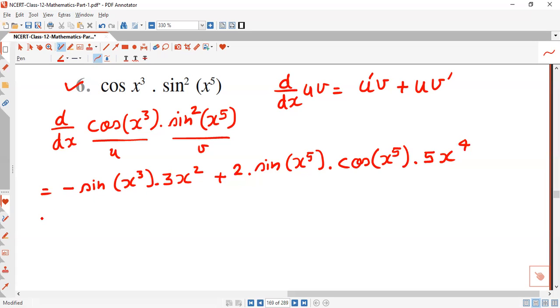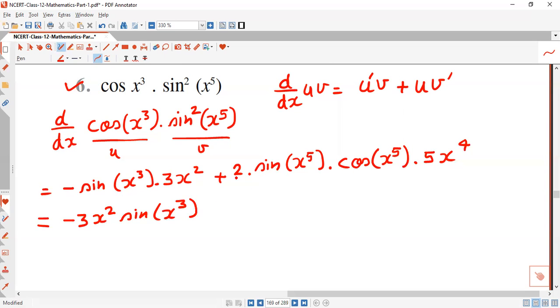So now we simplify this one. In simplification, first we write down the sign and the real number outside. Say minus is there, 3 is there, so we write down here the minus 3. Then we have the algebraic terms. I will put the algebraic first, then the trigonometry: 3x squared sin x cubed.